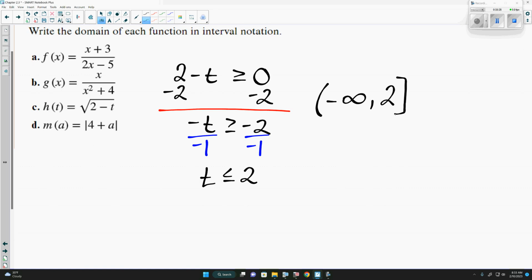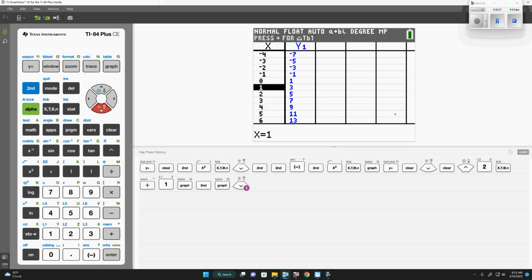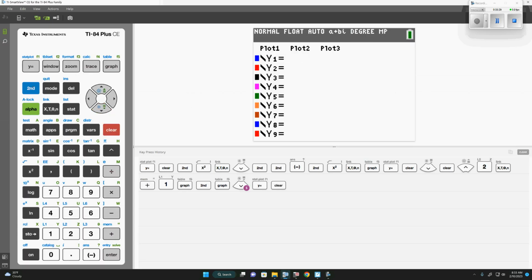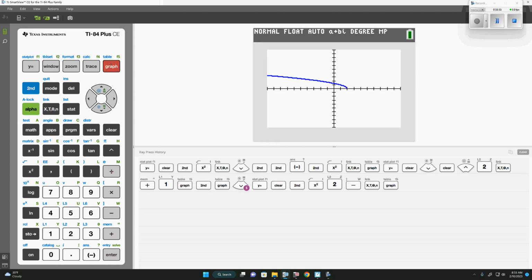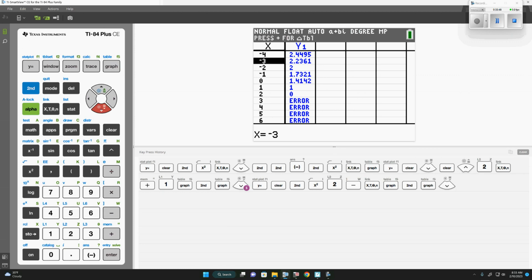Now luckily with most square roots, we can graph it. Second, square root of 2 minus x. Graph. And we can see here on the x-axis it stops at 2, yes? So it's negative infinity to 2, all those x values. Because anything bigger than that, if we look at the table, it's just going to tell you it's got an error. It doesn't work.